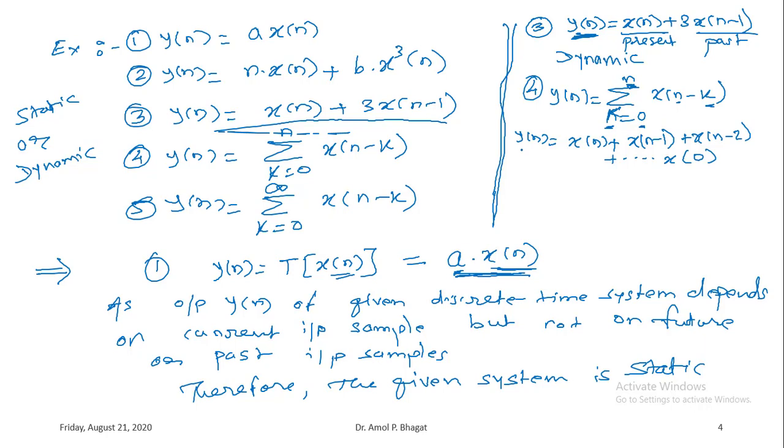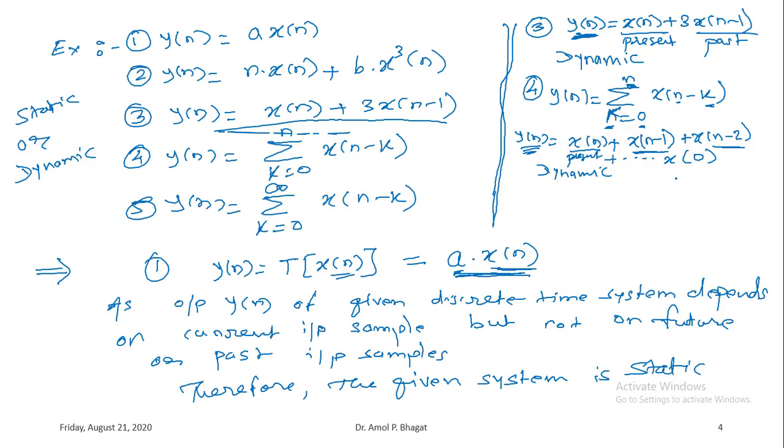So if you observe this equation here again, in this case the output y of n of the system depends on, again, the present input sample, that is x of n, and all these past input samples, that is x of n minus 1, x of n minus 2, and so on. Therefore again the system is dynamic in this case. So it is a dynamic system.